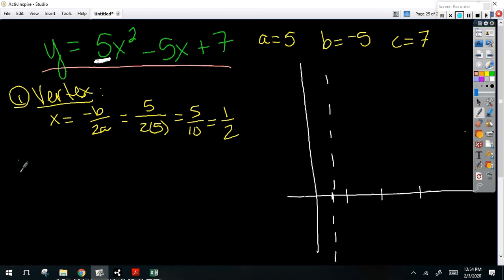This is where I would definitely use my calculator. We've been doing a lot of plug-in type stuff like this, so it should be easy peasy for you. 1/2 squared minus 5 times 1/2 plus 7.